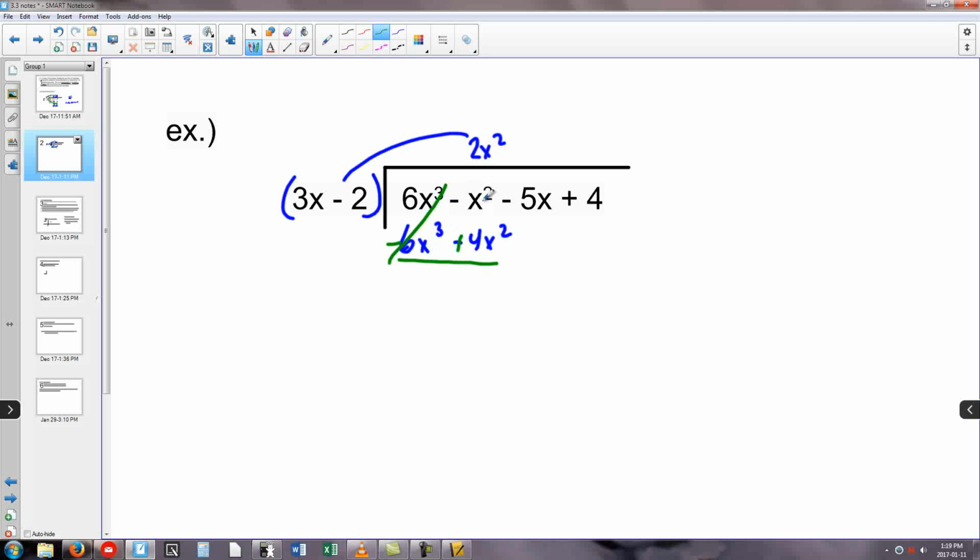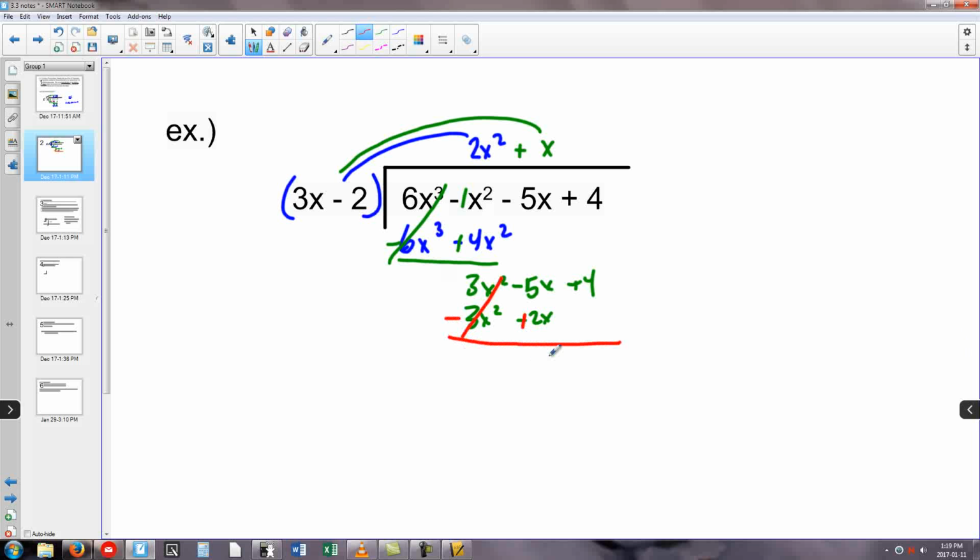The x cubes are going to cancel. We have a negative 1x squared plus 4x squared. That's 3x squared minus the 5x plus 4. I'm going to bring those down. Now my goal is to turn the 3x into a 3x squared. That's only going to take an x, because x times 3x would be 3x squared, but x times a negative 2 is negative 2x. But once again, I'm going to subtract this line, which changes both signs.